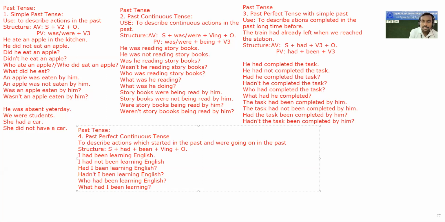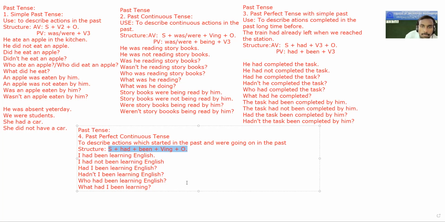So you have this many examples here because we do not use it. Okay, if you search in Google, you can find that they are making some structures like object plus had been plus being plus V3. But you know that that is not used here. That is not used in communication or writing. But you will find it somewhere on Google or the internet. But we are not going to practice that here. So that's all about past tense.